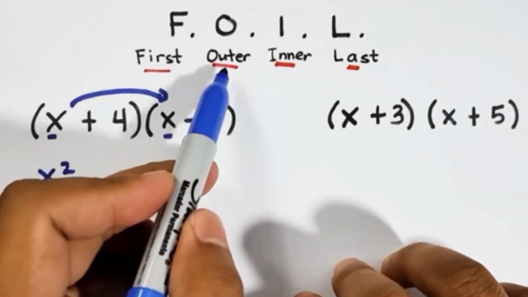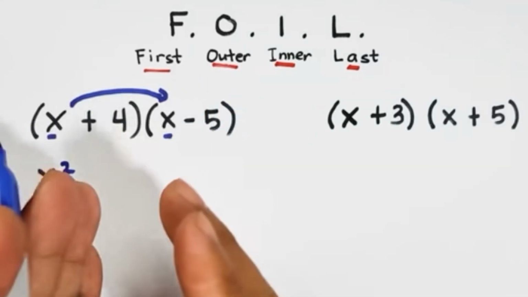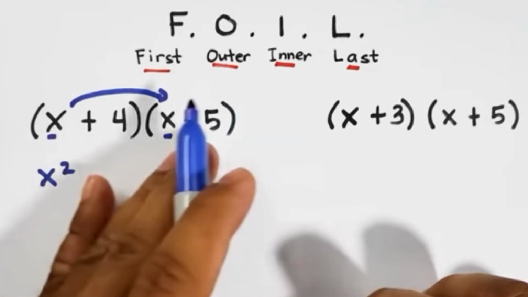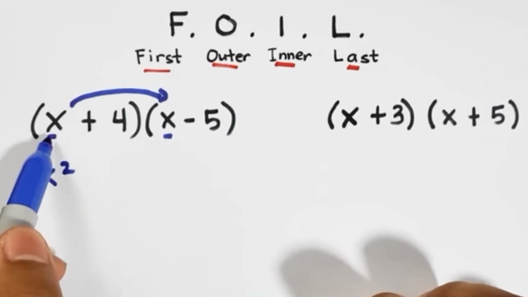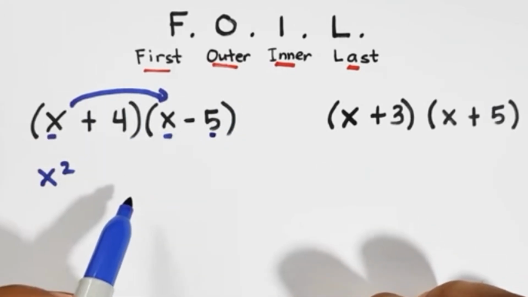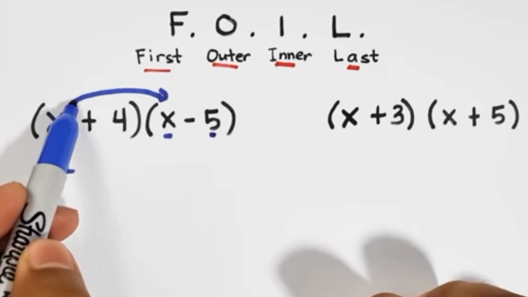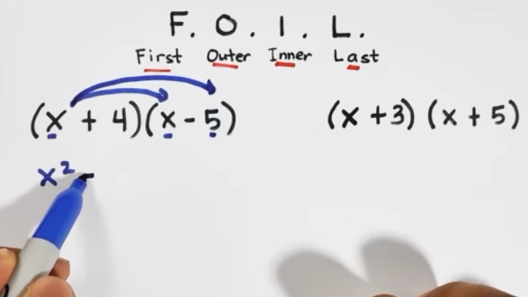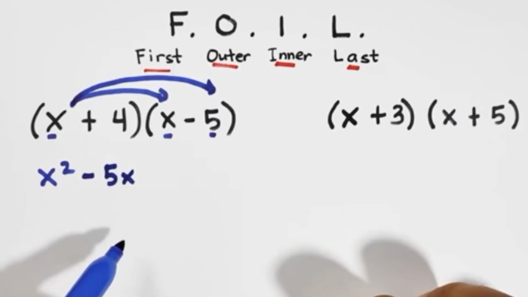Next, the outer terms. The outer terms are the terms on the left and right side of the given binomials. We have the x and negative 5. So let us multiply them. x times negative 5, and the answer is negative 5x.